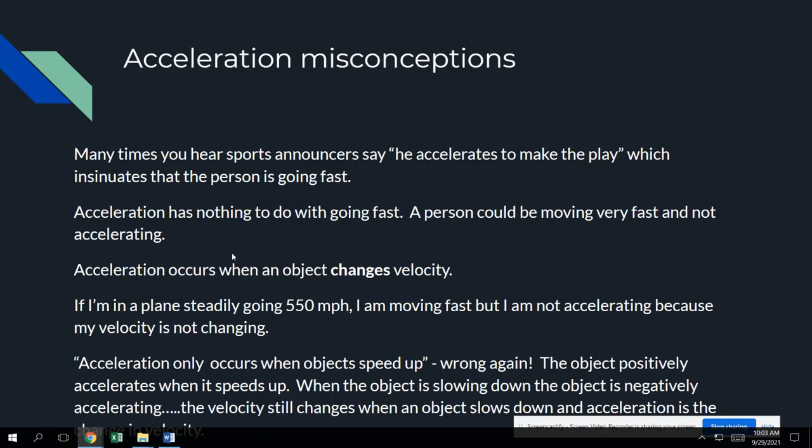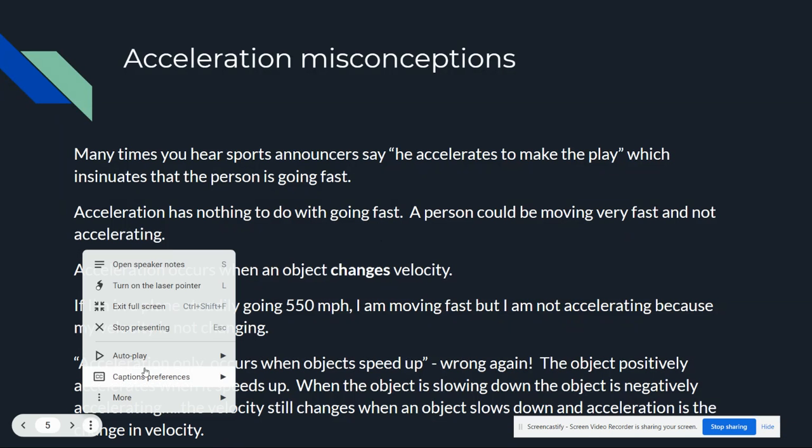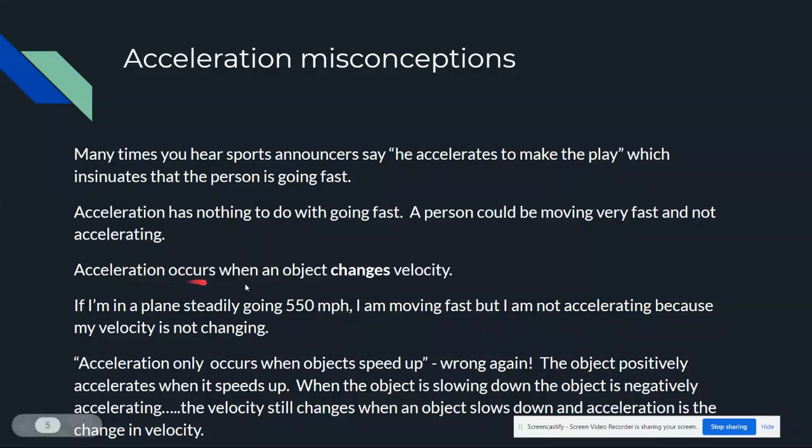A person could be moving really fast and not accelerating. Acceleration occurs when an object changes velocity. It's not necessarily when it's going fast. If I'm on a plane at 550 miles an hour, I'm going fast, but that doesn't mean I'm accelerating, because my velocity is staying the same.